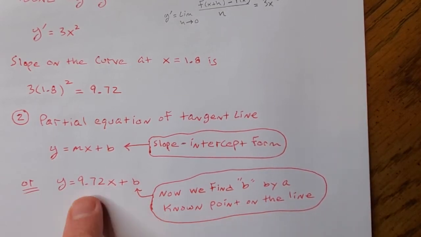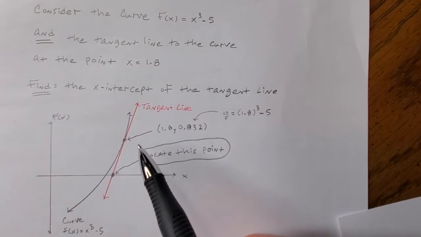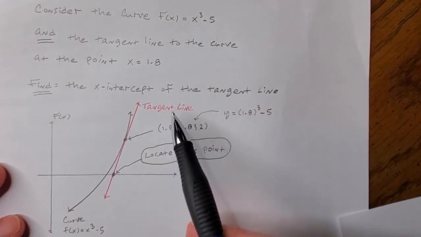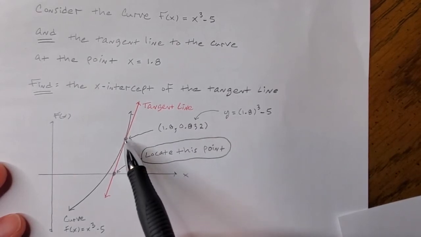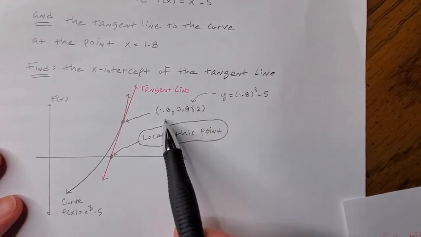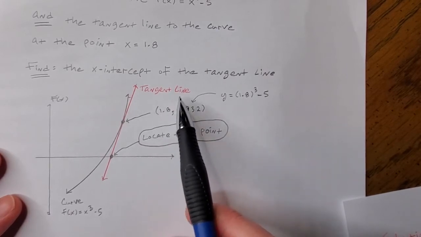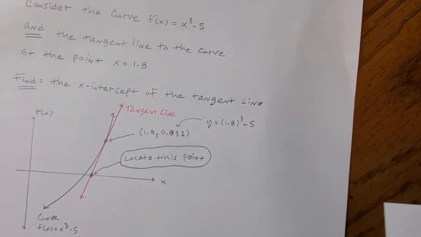So do we know a point on the tangent line? Well, if the picture helps you remember all this, look at the picture. See the tangent line there in red? We're trying to find the equation of that right now. And it does hit this point. That point right there is the one point that's common to the curve and the tangent line. So I know that if x is 1.8 on the tangent line, then y has to be 0.832. So I could use that point.